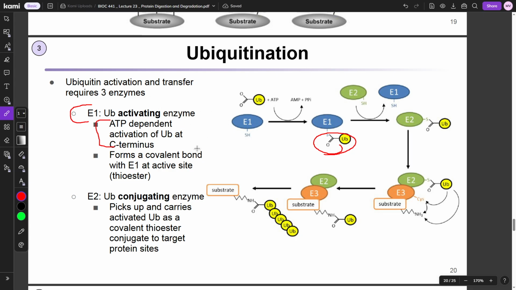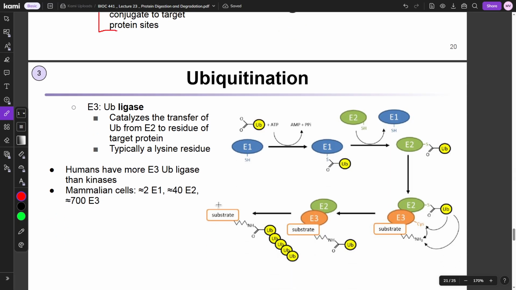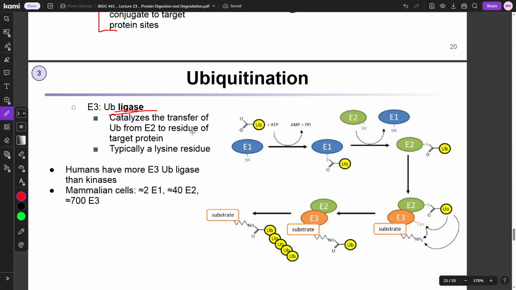So E1, the UB activating enzyme, is ATP dependent. It activates the UB at the C terminus, right? That's the C terminus of it. And it basically forms a thioester. E2 is just a carrier enzyme, essentially. It's a conjugating enzyme. It picks up and carries the activated UB to its target protein. And then E3 is the actual transfer enzyme. So once you've carried the ubiquitin using E2, you use the ligase to catalyze the transfer of the ubiquitin from E2 to the target protein, and then it typically attaches the ubiquitin to a lysine residue.